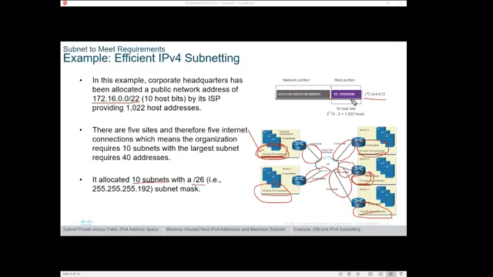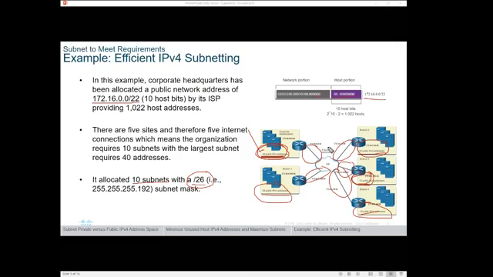So notice that we now start borrowing. From the 10 host bits, that's 8 from the last octet, and then another 2 from the third octet. So 10 host bits. If you borrow further down, you have another additional 4 bits. So that makes it a slash 26 subnet mask. So out of that slash 22, you now end up with a slash 26 for all of those 10 subnets.